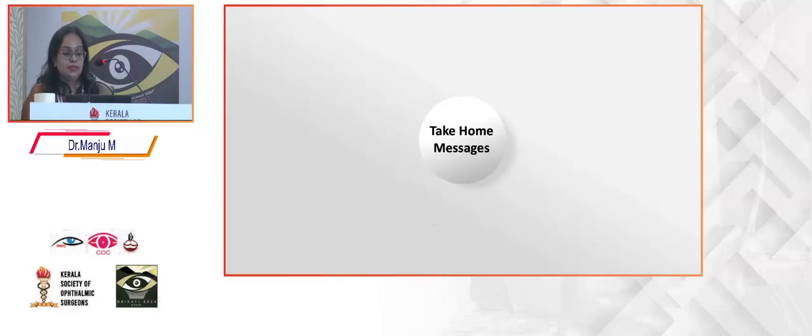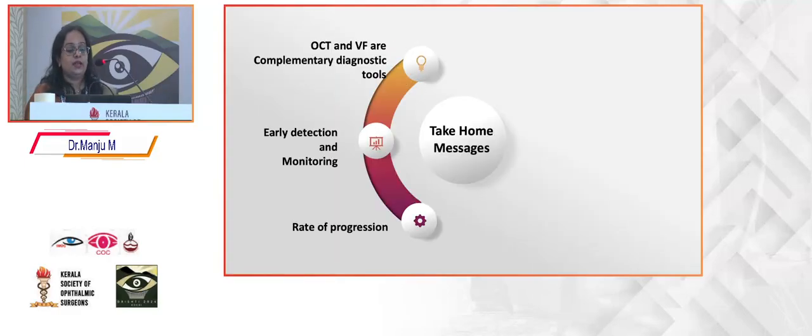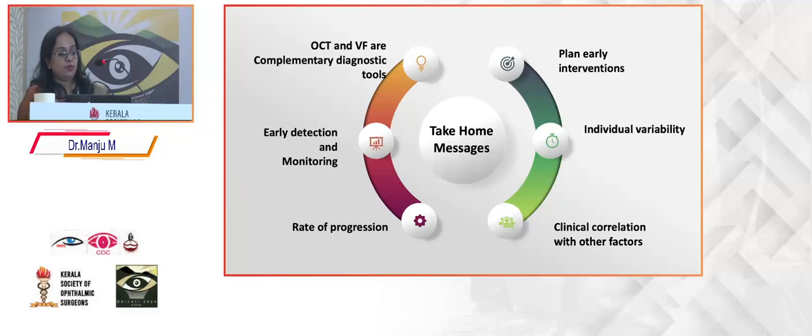So the take-home messages are: OCT and visual field are complementary diagnostic tools, which help in early detection and monitoring, to calculate the rate of progression, and to plan early intervention. But there can be individual variability, and clinical correlation with other factors is important.